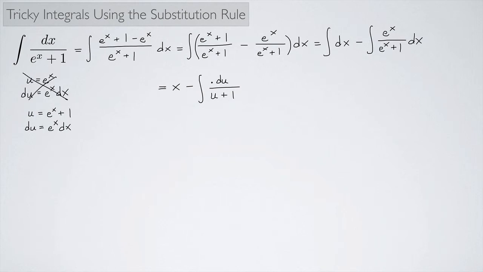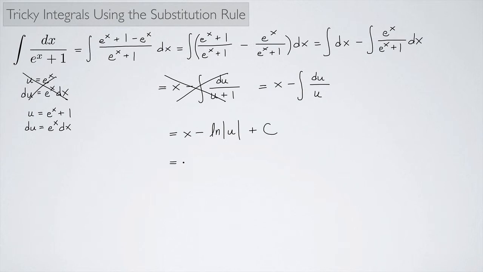So let's actually do that. If I were to do that instead, I still get the x there, and the bottom would be u, and I still have du on top. And that's a very easy integral, something I know how to do. So it's going to be x minus the integral of the natural log of u, and I have to tack on a constant.